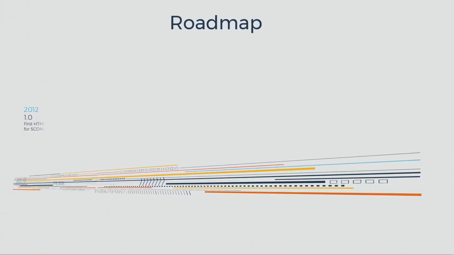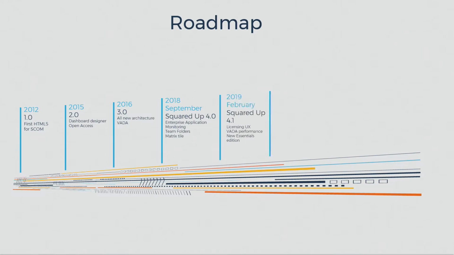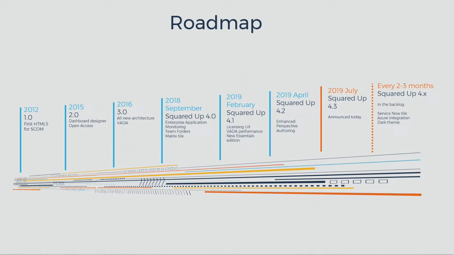All right, so roadmap. The team has worked very hard over the last few years, culminating in a very big release, as many of you will know, with version 4 back in September of last year. In February, Richard showed you 4.1, and then again in April he showed you version 4.2, which brought enhanced perspective authoring, and now this brings us to version 4.3. This continues the pattern we've been in.